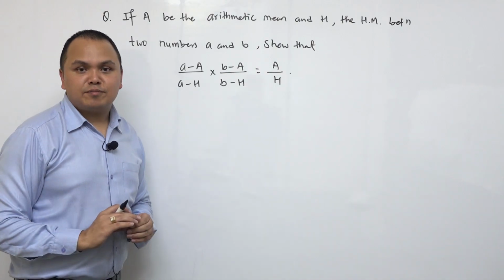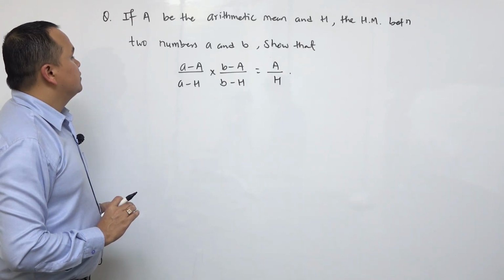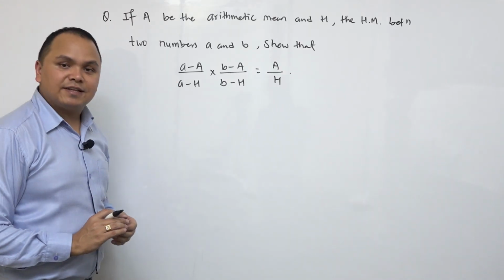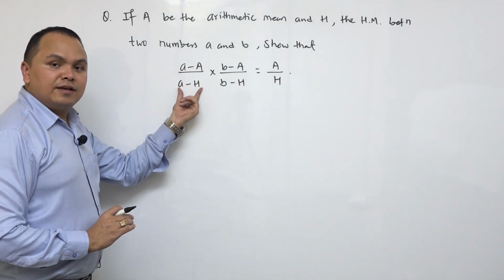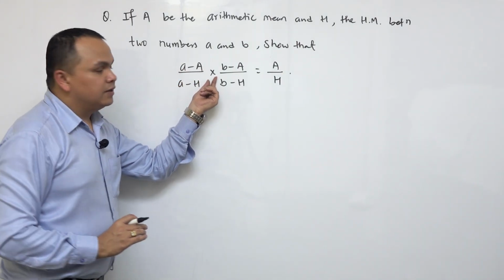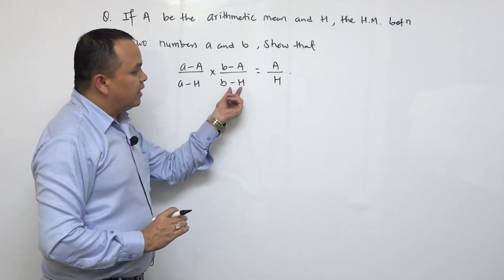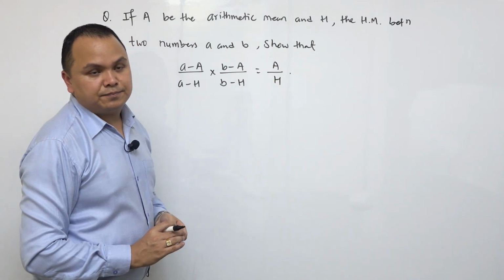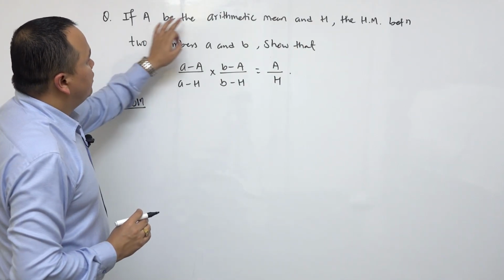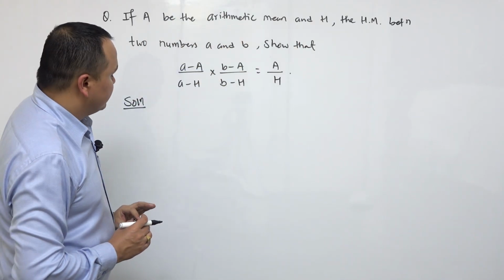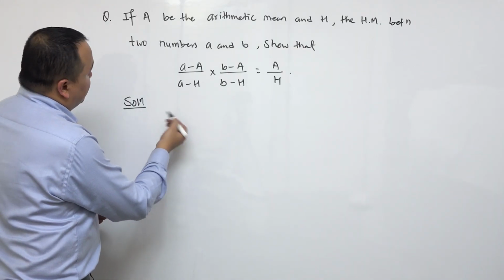Okay, we have another example. If A be the arithmetic mean and H be the harmonic mean between two numbers a and b, prove that (a minus A) upon (a minus H) into (b minus A) upon (b minus H) is equal to A upon H. The solution: here A be the arithmetic mean and H be the harmonic mean between two numbers a and b. Let's use the formula.